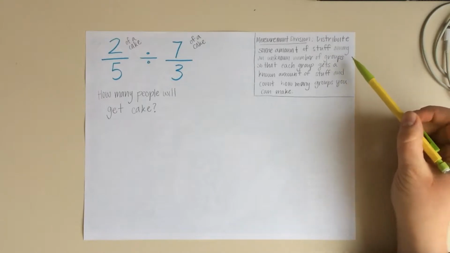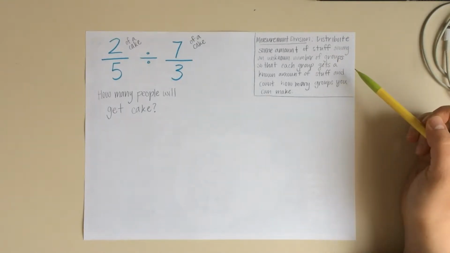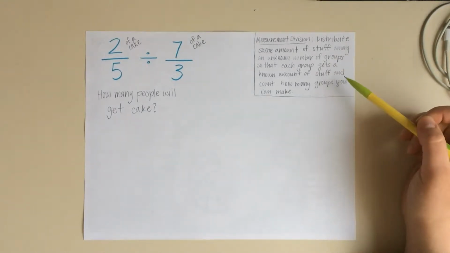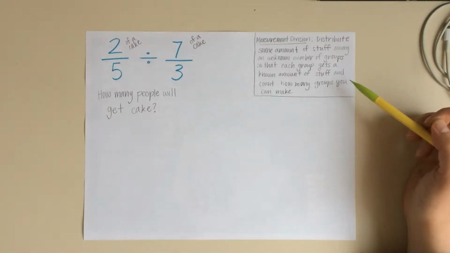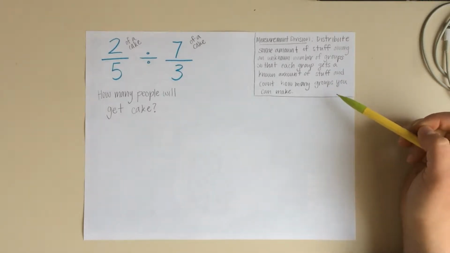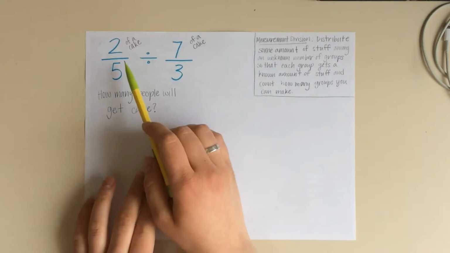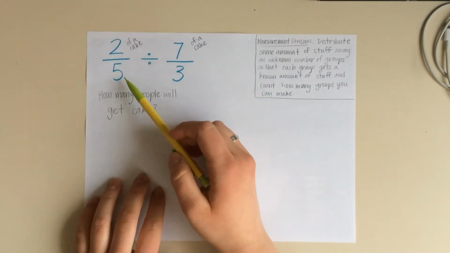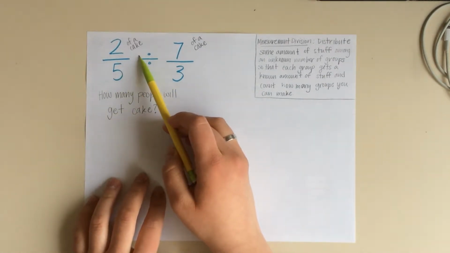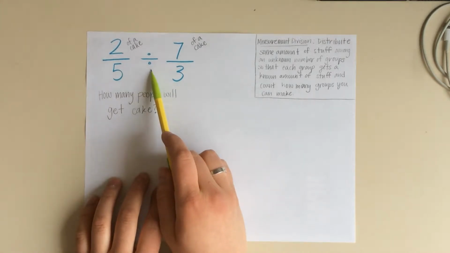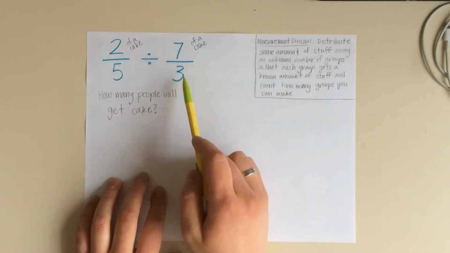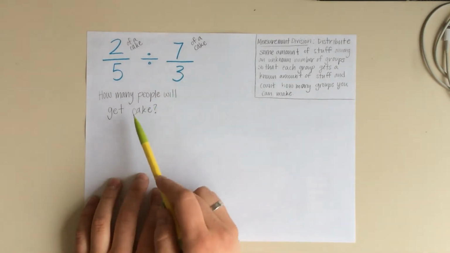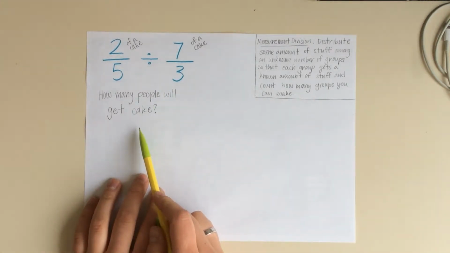So when we distribute some amount of stuff among an unknown number of groups so that each group gets a known amount of stuff, and then we're going to count how many groups we can make. So in this case, for our example, let's just say we have 2/5 of a cake, and we want to divide it so that each person gets 7/3 of a cake. So the question that we're asking is how many people will get cake?